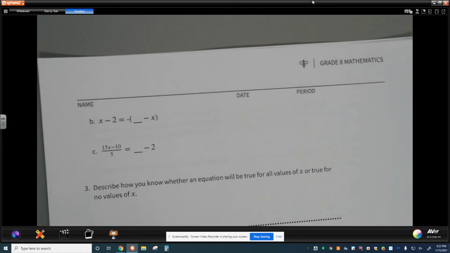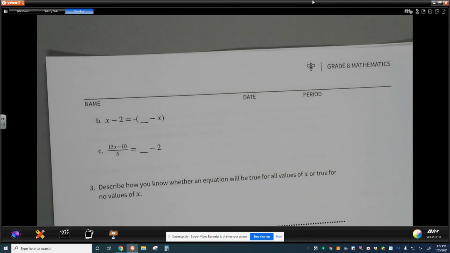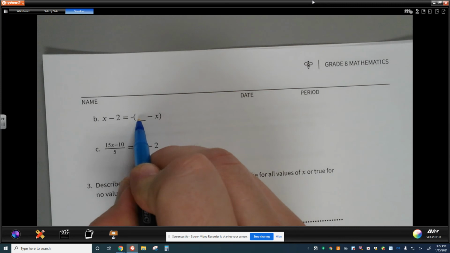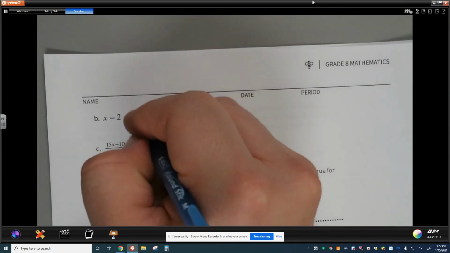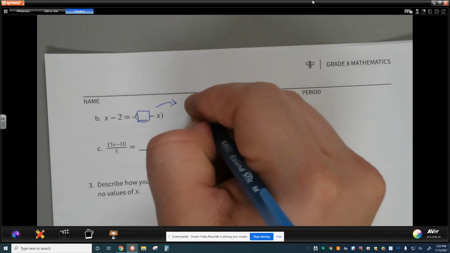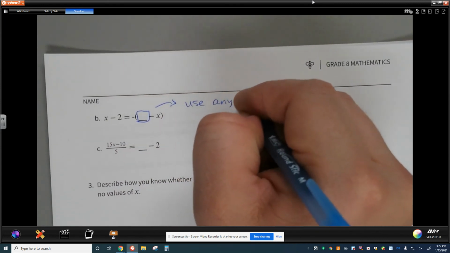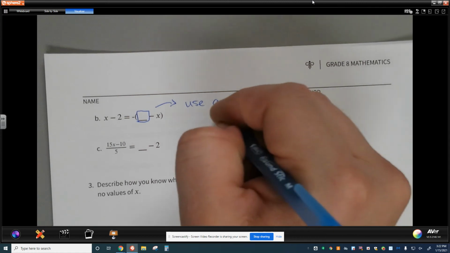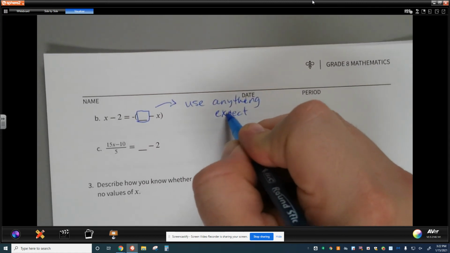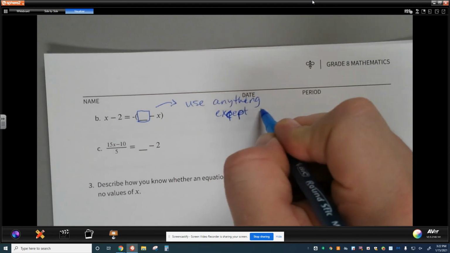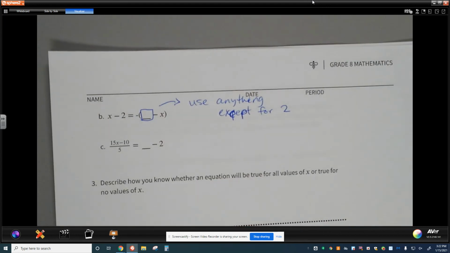Let's look at the next one. Before, for infinite solutions, right here I had to use positive 2. So again, in this case, use anything except for 2. So again, I can't use 2 right there, but I can use any other number I want.